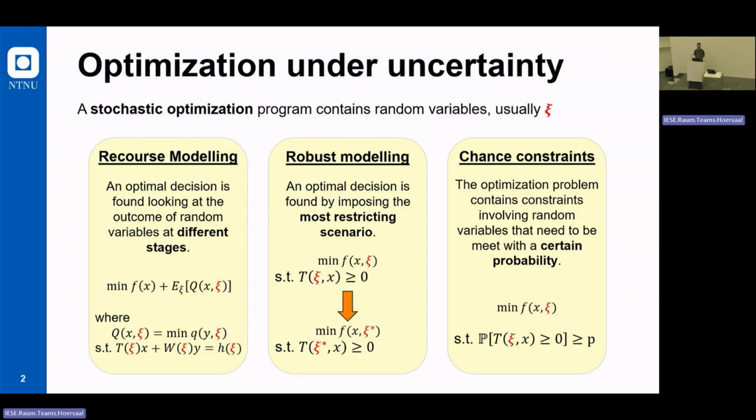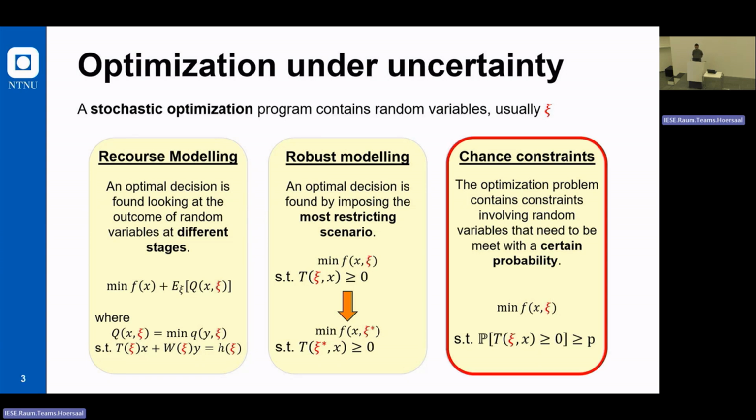The specific case that we focus on in this presentation is chance constraints, which is quite interesting. It is a problem where we minimize a certain objective function that depends on the decision variables, and it can also depend on the random variable. But what we impose is that the probability that a certain equation is met has to be larger or equal than p, which is what we call the reliability level.